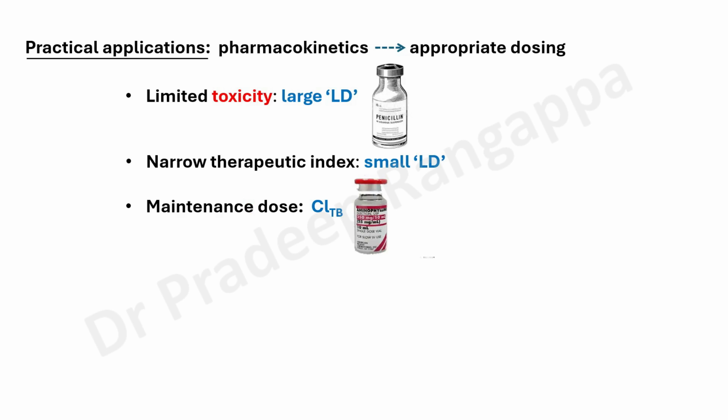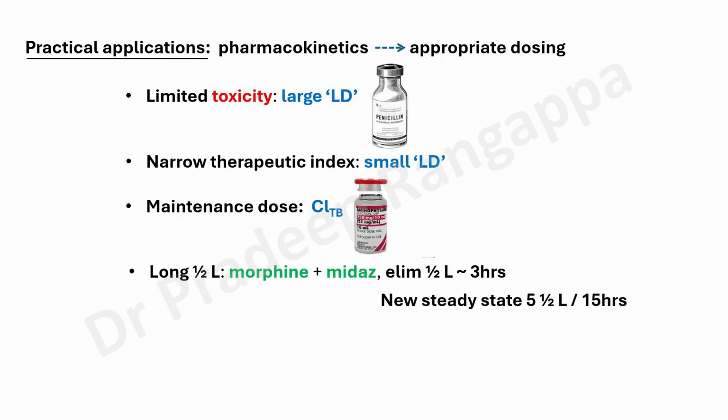So what this simply means is, if you have less toxicity, there is room for a bigger dose. If your therapeutic index is small, then you cannot give a bigger dose. And for certain drugs where total body clearance is slow, like aminophylline, you may have to give an infusion to maintain that.